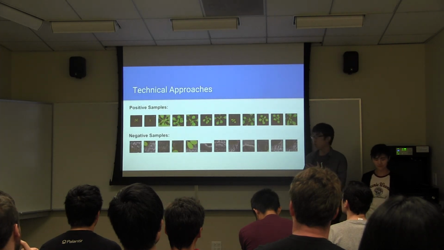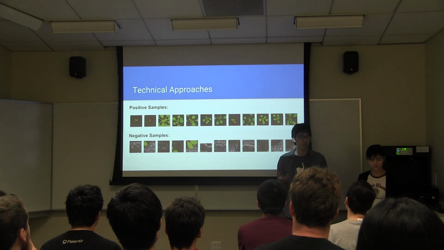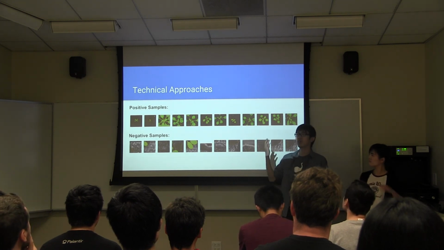So this is how we generate our training sets. We have positive samples and negative samples. The positive samples are the images with the plants.